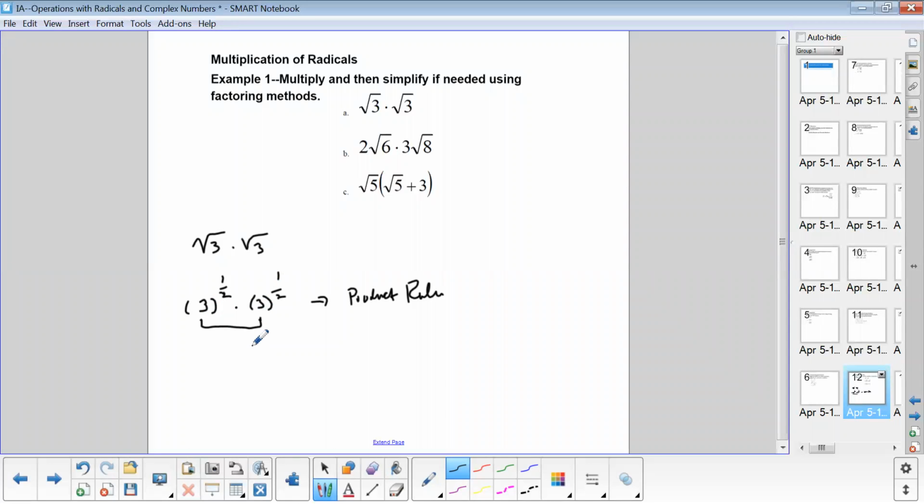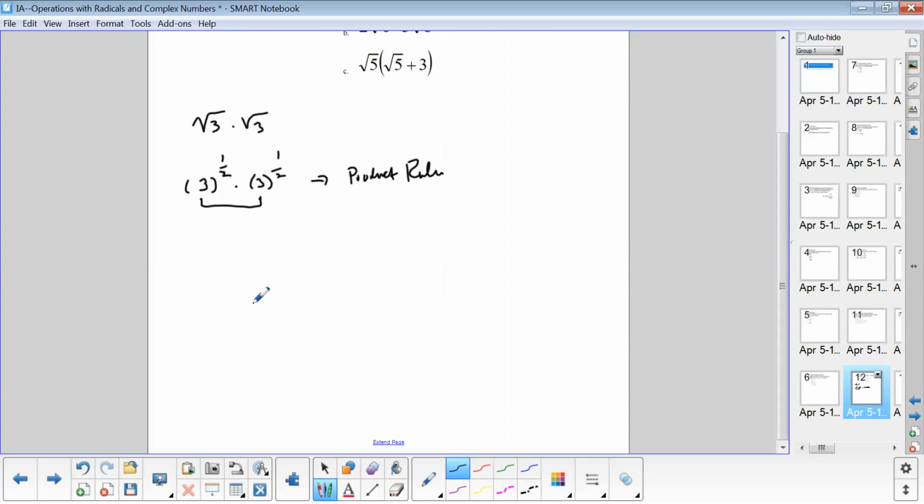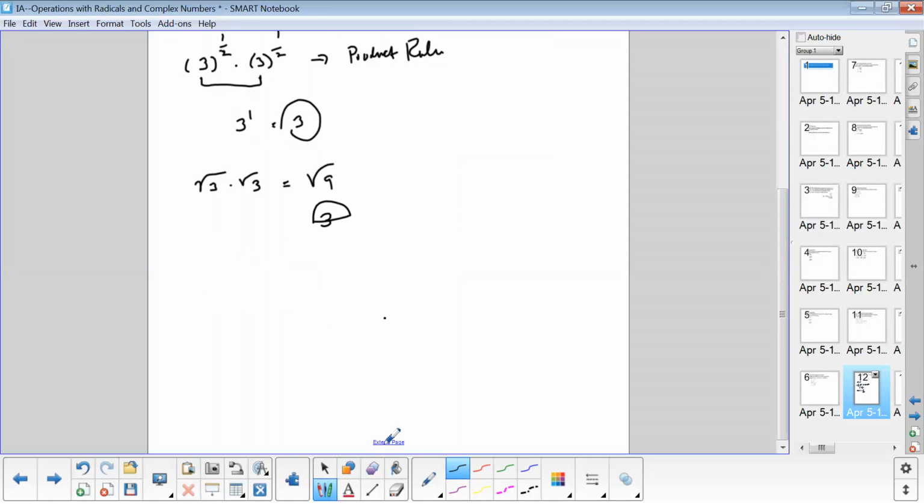If we multiply these with the same bases, you're allowed to add the exponents. So this would be 3 to the first power, because 1/2 plus 1/2 is 1, so we would get 3. If we take the square root of 3 times the square root of 3, we would get the square root of 9, and the principal square root of 9 is 3. So when multiplying these, we can just multiply the radicands and get 3 as an answer.